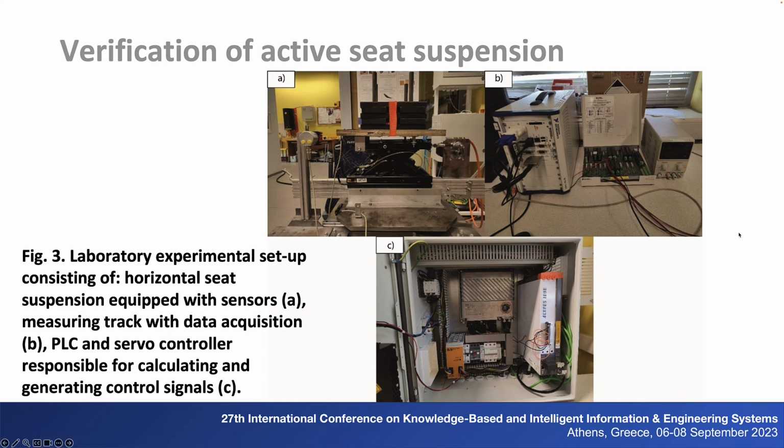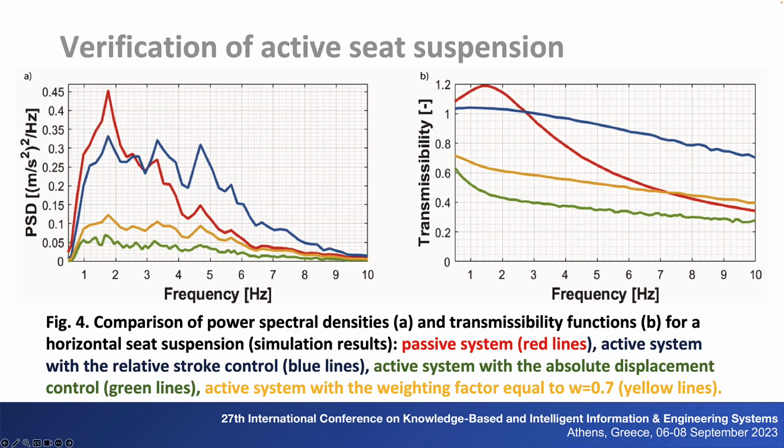The corresponding power spectral densities and transmissibility functions are presented on the next slide. The simulation results show that in the passive system the damped resonances occurred in the frequency range of 1-2 Hz. Such a passive system tends to amplify the vibration transmitted in the low frequency range, while the vibration damping effectiveness increases for higher frequencies, red lines.